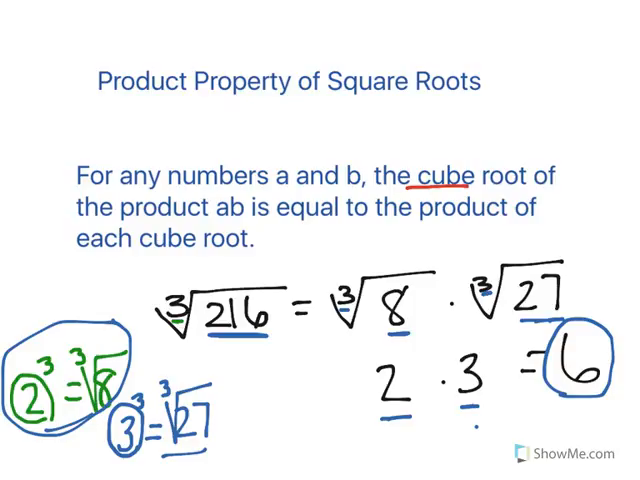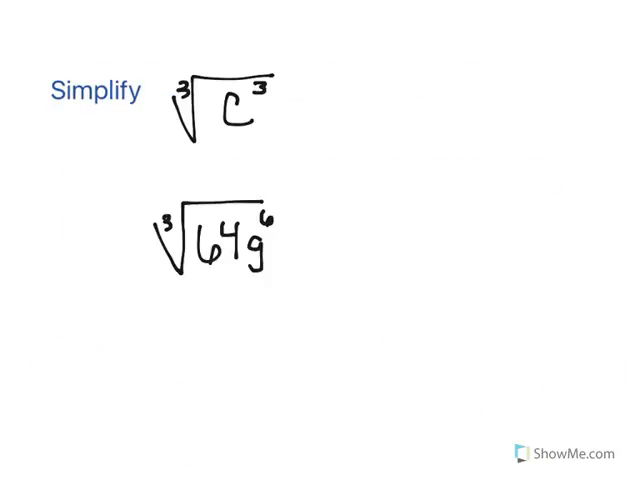All right, so let's do an example here. I'm going to simplify the cube root of c to the 3rd power. What's really nice about this one is that the operations just cancel each other out. So this 3rd power and this cube root cancel each other out, leaving c by itself. So that's it. Pretty easy there.